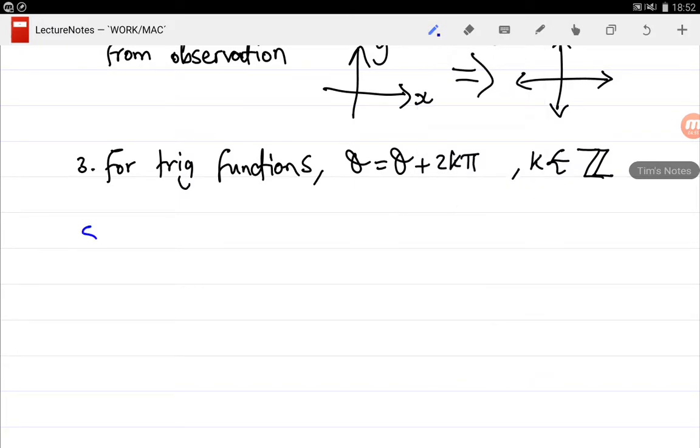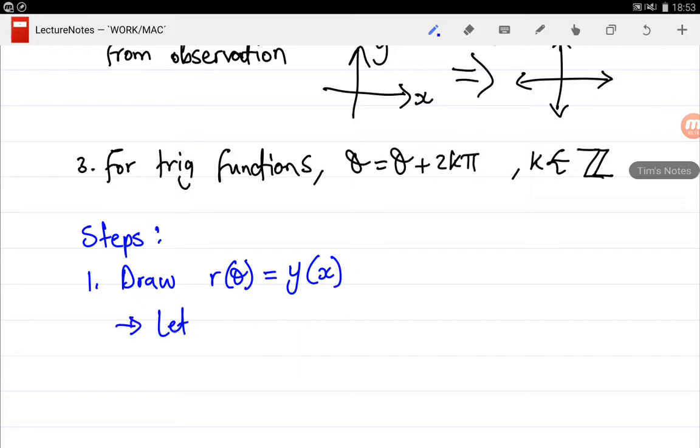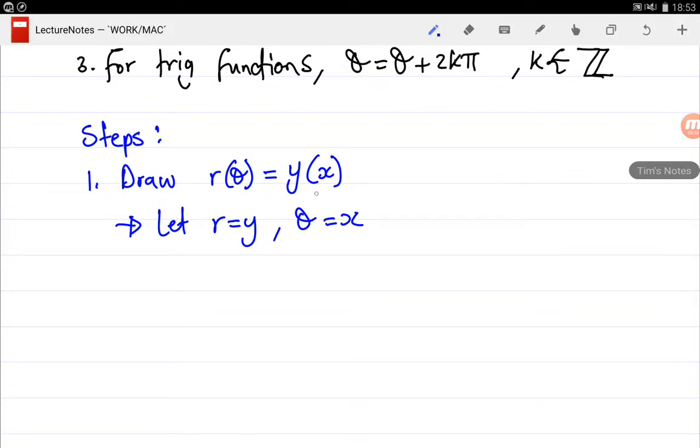So now for the steps of how to go about sketching this. Step 1 is you must draw r theta as a function of x. That means you let r equal y and theta equal x. Simple as that. And then when you have a function y of x, you draw it on your xy axis, and then you're going to see a relationship which we're going to demonstrate in the second step.